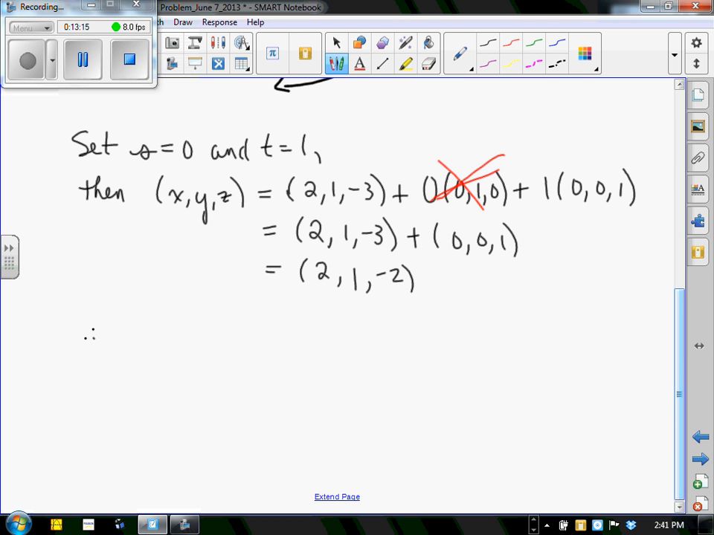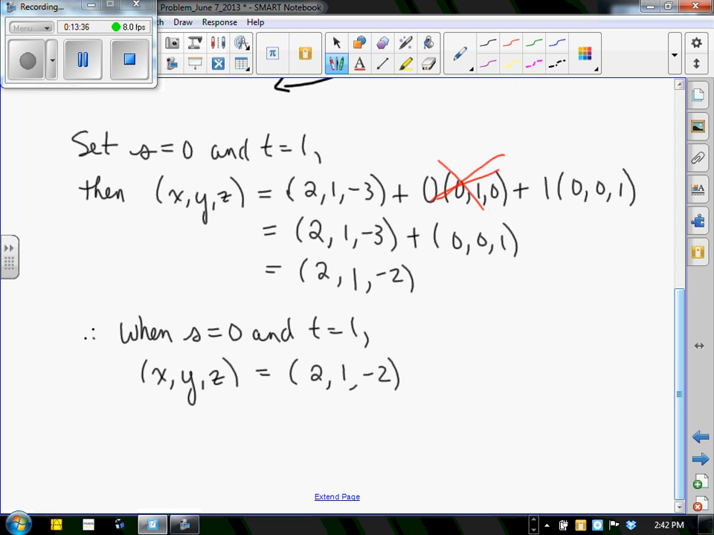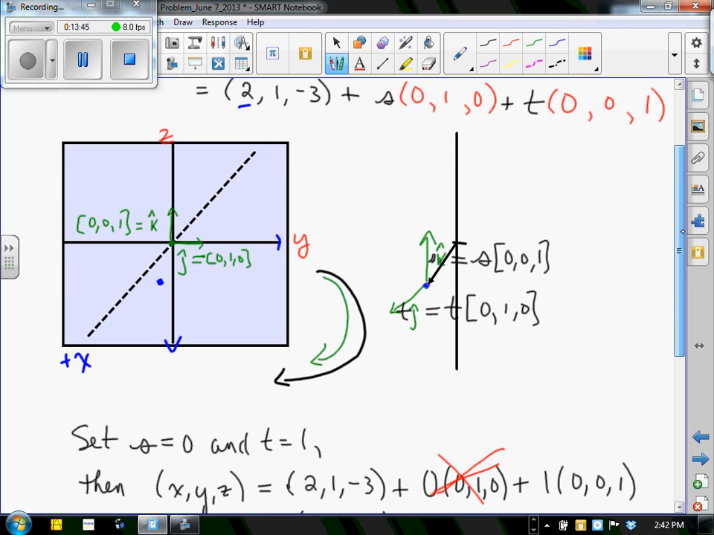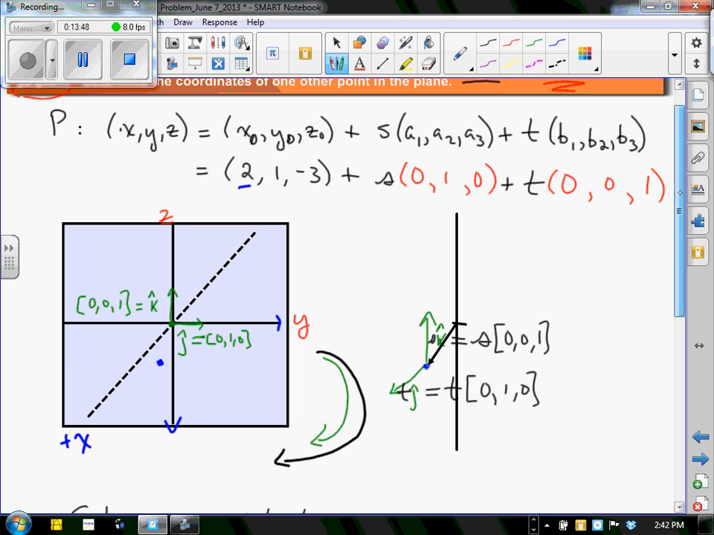So therefore, when s equals 0 and t equals 1, we have x, y, z being equal to 2, 1, minus 2. Okay? So there's an example involving finding the equation of a plane that is parallel to another plane. Okay? An extension to this would be to look at the equation of a plane that's perpendicular to the one that's given, but that'll come out in a later lesson.